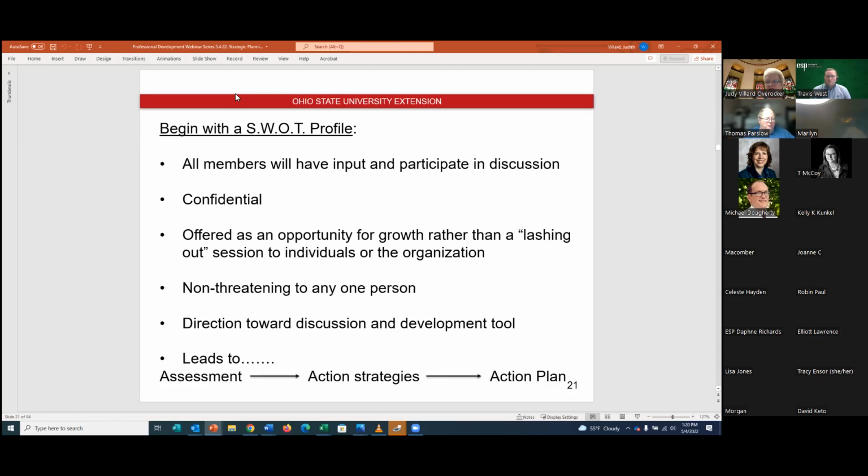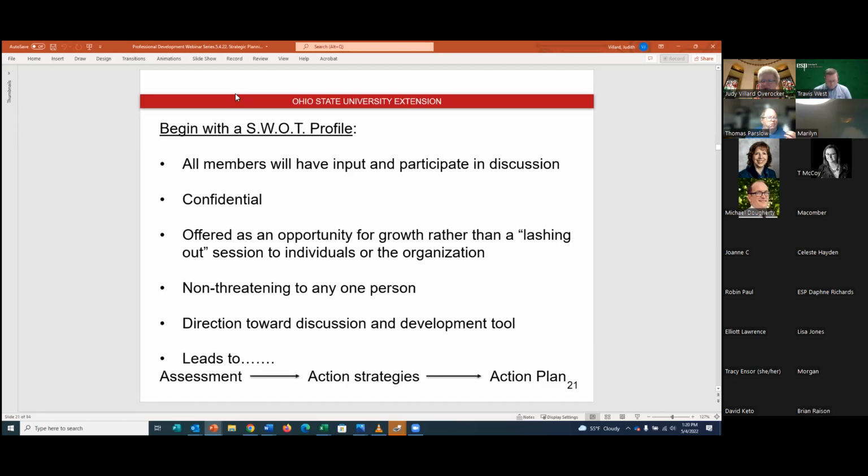It was an opportunity for them to share some ideas instead of lashing out at individuals. And we know how awkward it is at a meeting when you've got a group of people together and somebody starts lashing out at other people. That doesn't feel good. That's not good for the organization, and it's surely not good for the people sitting there. So we wanted to make this non-threatening to everyone. It was intended to be a direction board discussion and a developmental tool. And that's what I shared with them.